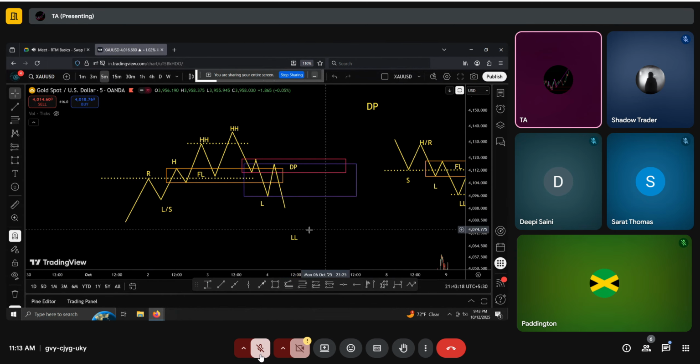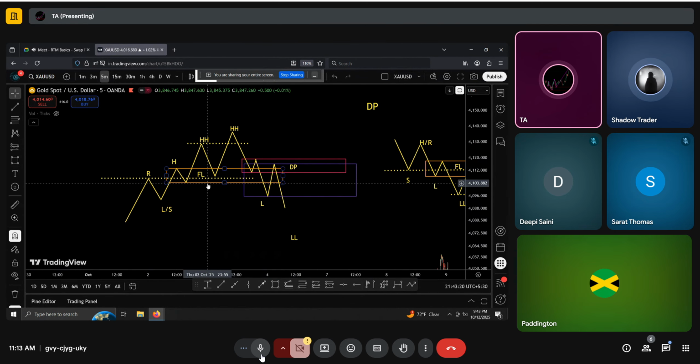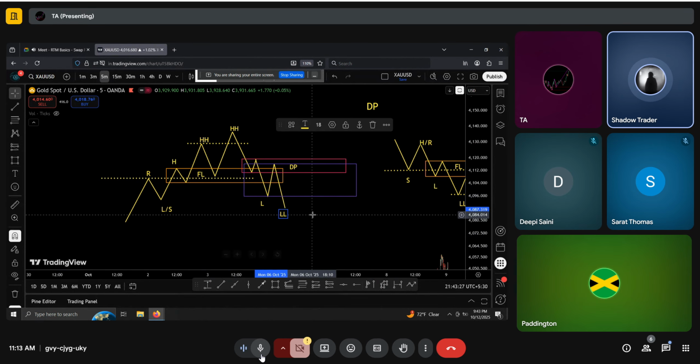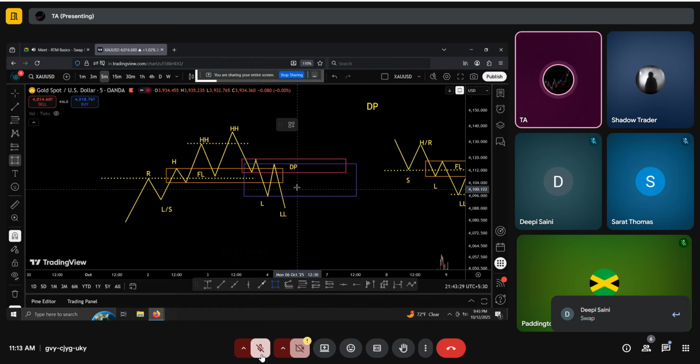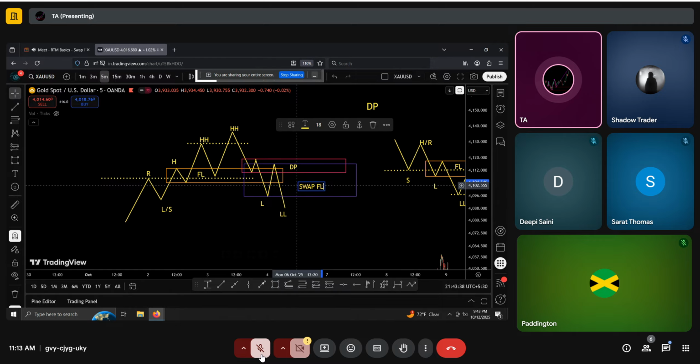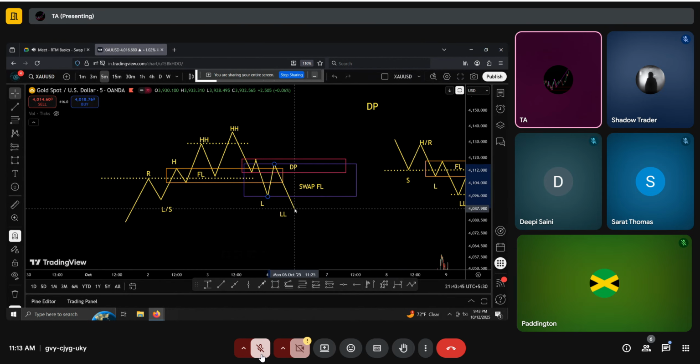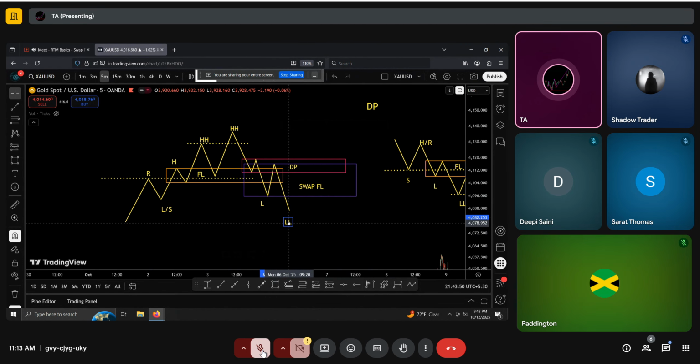Can anyone tell? What happens when this FL is broken and pulls back and price goes down? This is swap FL, right? Yes, yes. This is swap FL. This will be our swap FL. So now you are getting how the market structure is created, how these basic elements are seen in the market, right? This is swap FL.